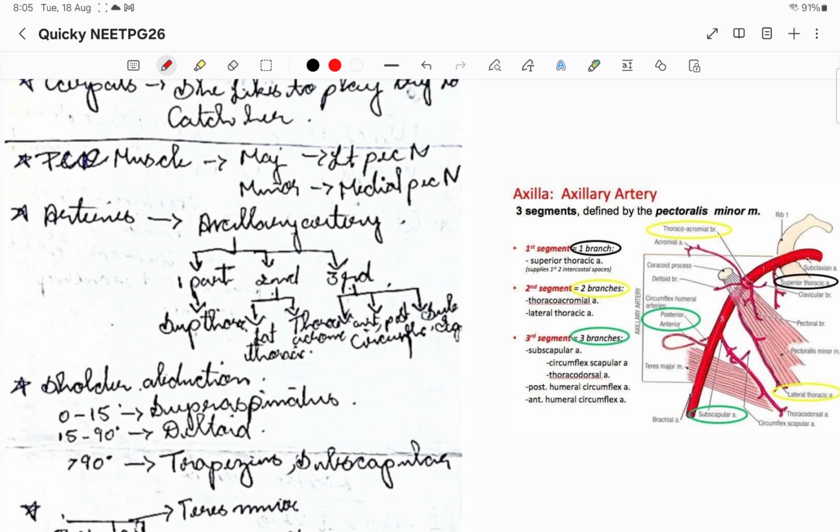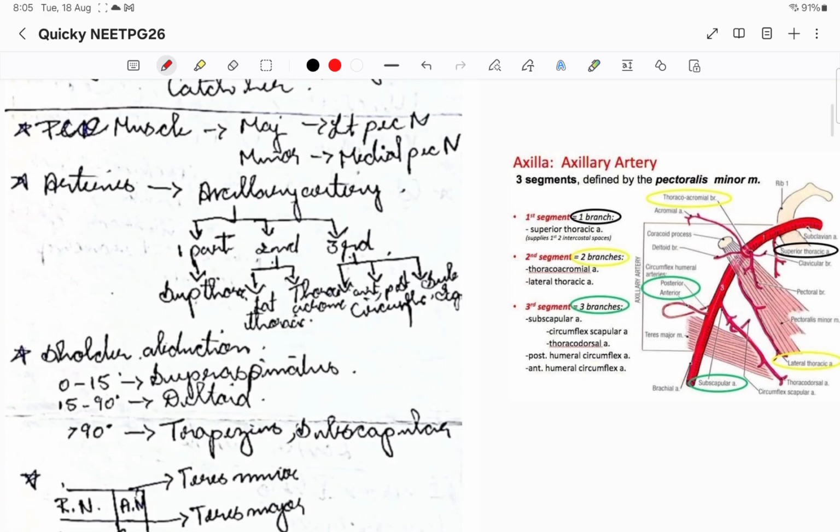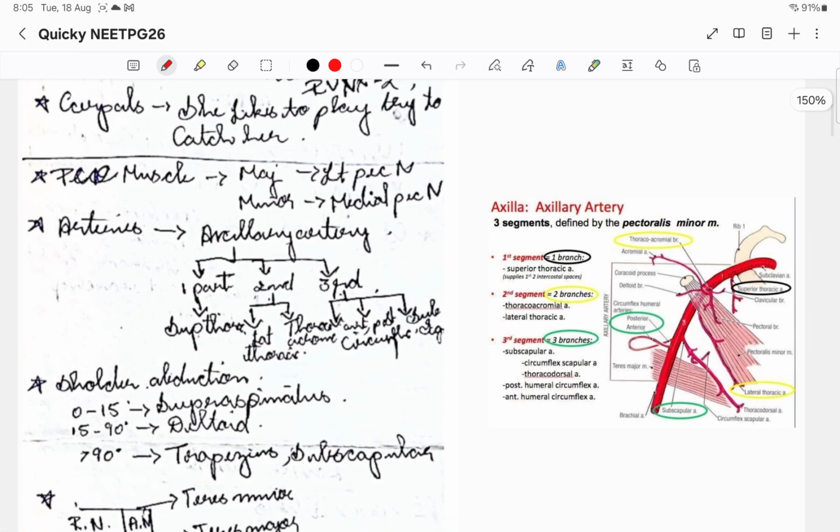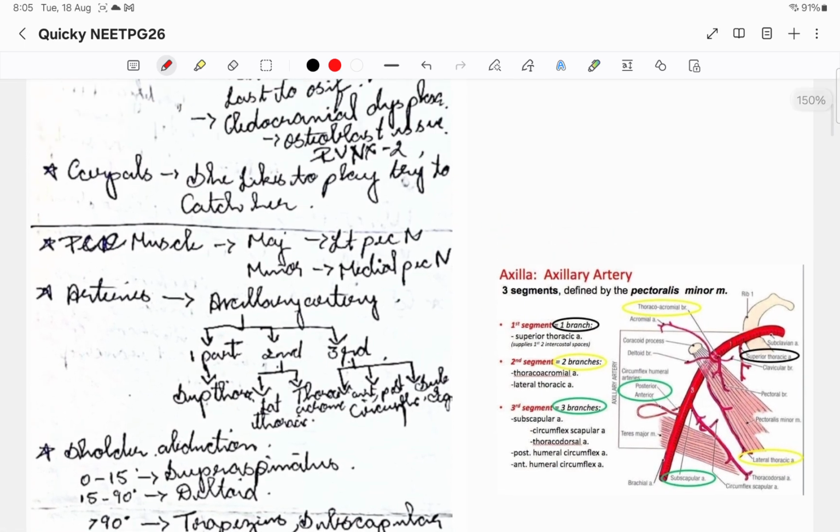Please, just before going into the exam, go through this PDF and you'll be able to solve this question. So 0 to 15 is supraspinatus, 15 to 90 is deltoid, and beyond 90 degrees it is trapezius. Okay, that's it. Then again, we were discussing the upper part of the upper limb, so we'll cover the artery that is important in that part.